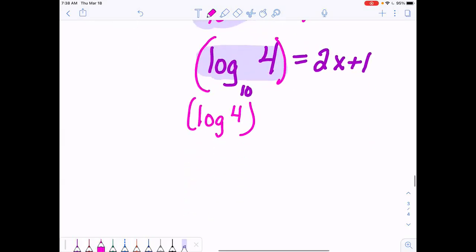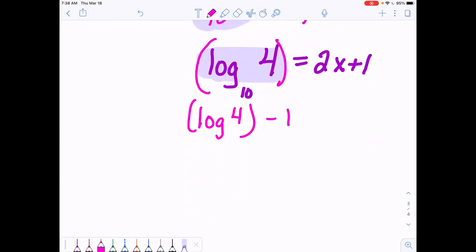So if I continue to solve for x, I would have to subtract 1 and then divide by 2. But the log of 4 goes into the calculator. You're not subtracting 1 from 4. You're subtracting 1 from this number once you plug that in the calculator. So plug the log of 4 in the calculator, hit enter, subtract 1, hit enter, and then divide all of that answer by 2.